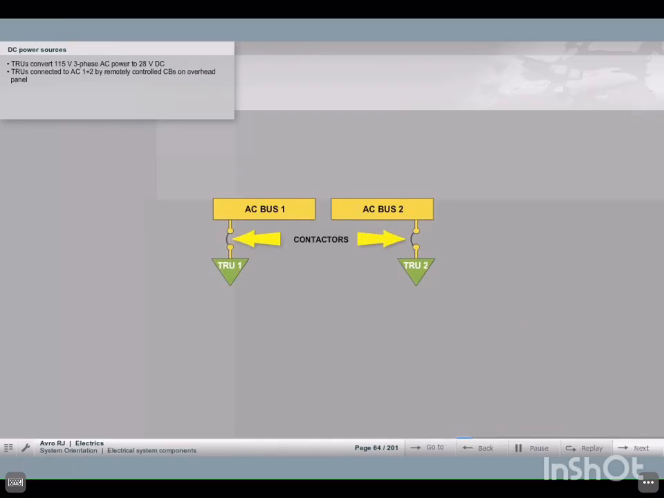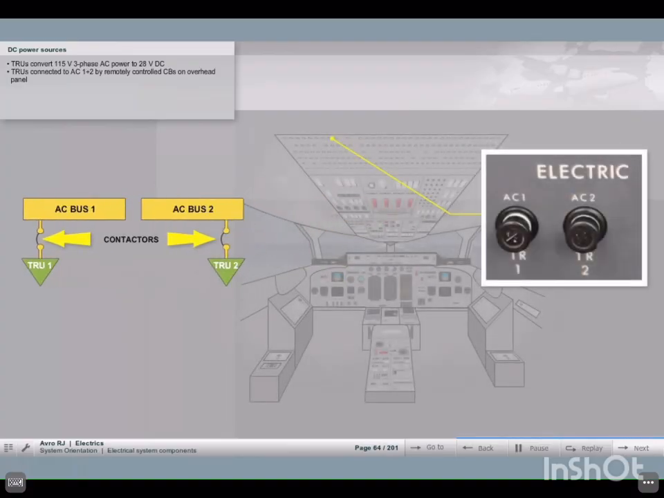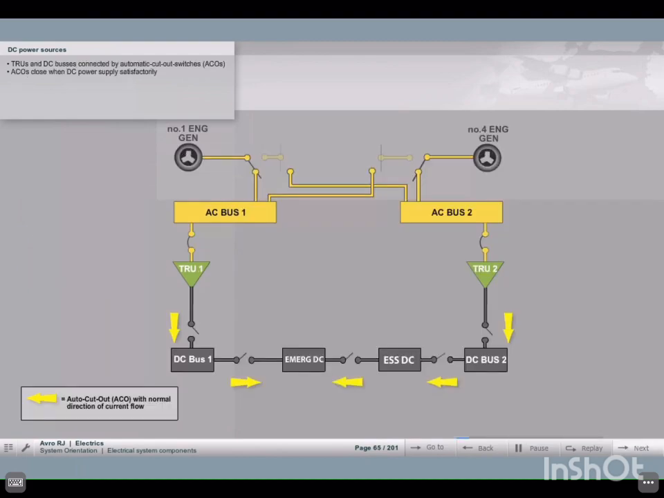The transformer rectifier units, TRUs, convert 115 volts three-phase AC power to 28 volts DC power. The TRUs are connected to the AC buses 1 and 2 by remotely controlled circuit breakers on the flight deck overhead panel. The TRUs and DC bus bars are connected by automatic cutout switches, ACOs, which close when the DC power supply from the TRUs is satisfactory.